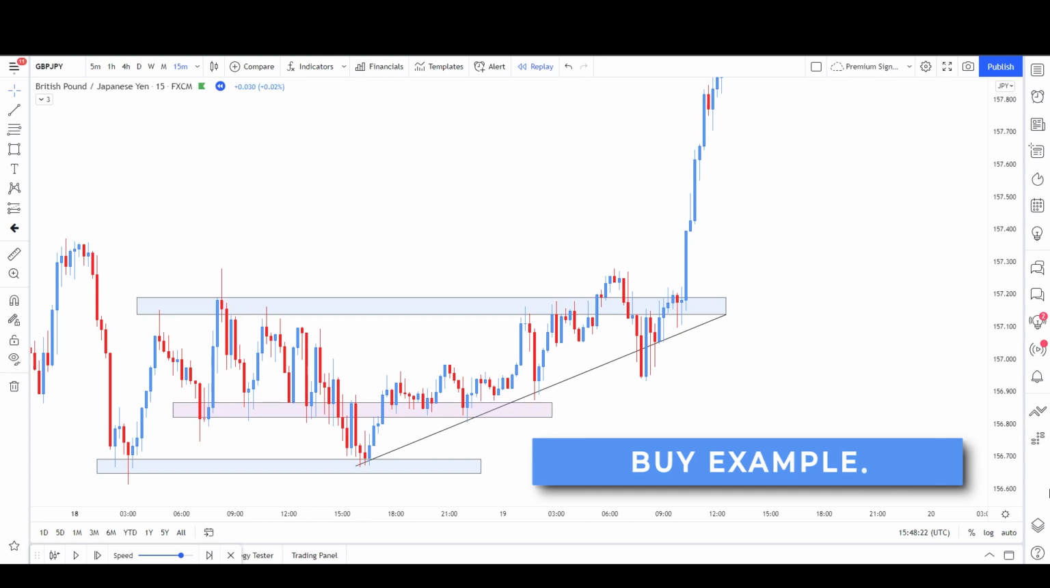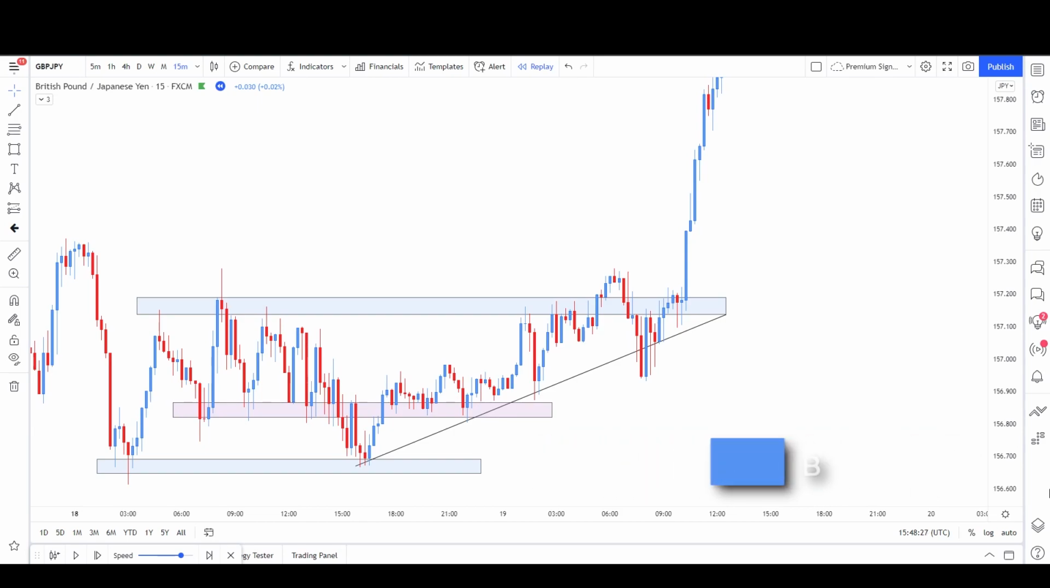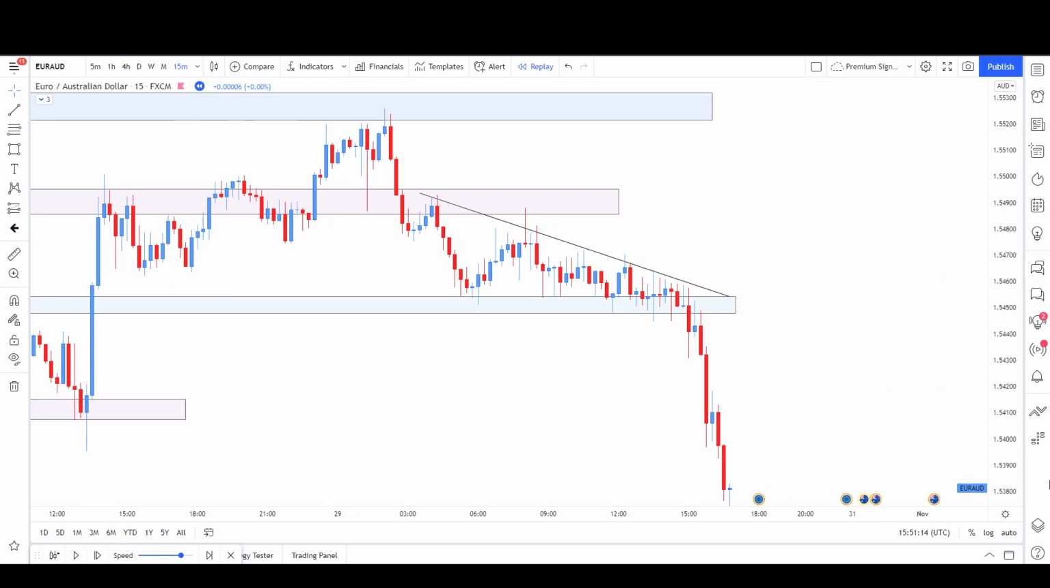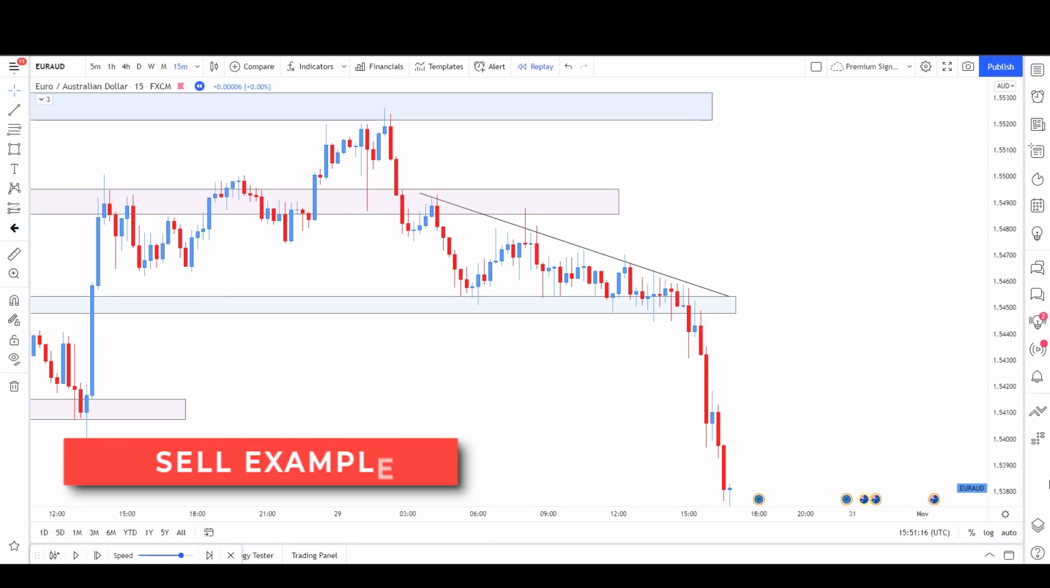Let's look at 2 examples of one of the most common breakout patterns seen in the Forex market. The first example shows a bullish breakout pattern. We have a market that is trending up but has found resistance at a horizontal level, and after a few unsuccessful attempts, the market finally breaks through the resistance, and that signals a bullish breakout from a key resistance level towards the upside.